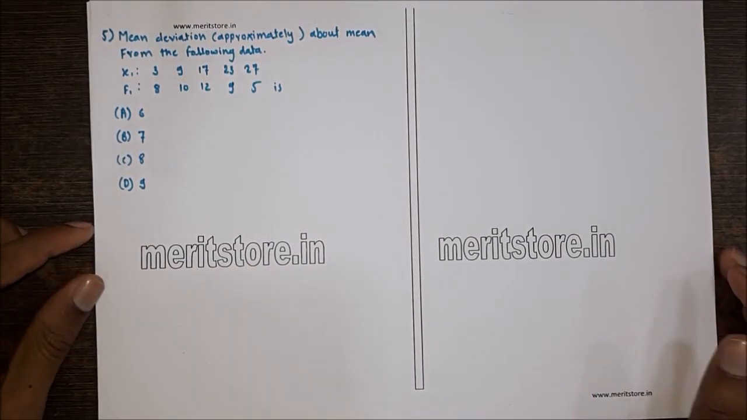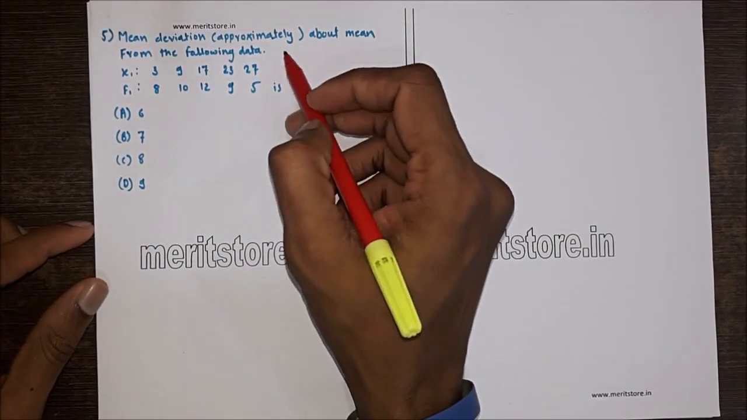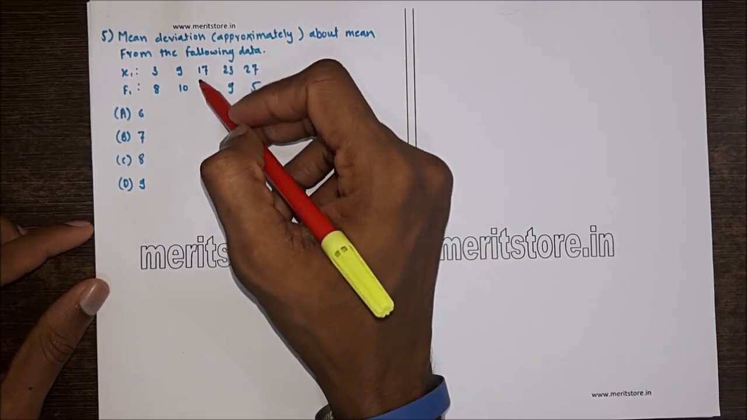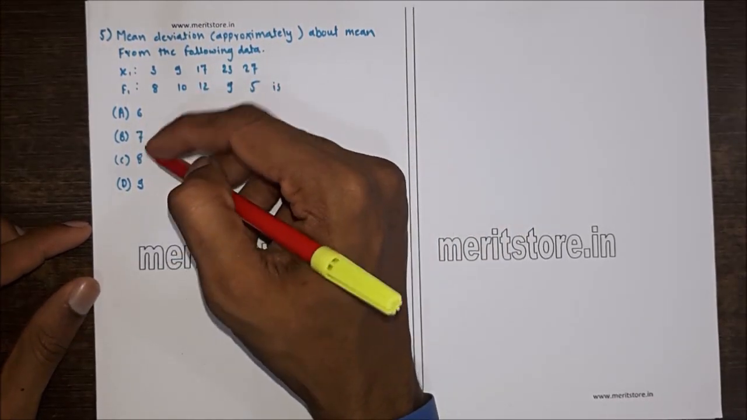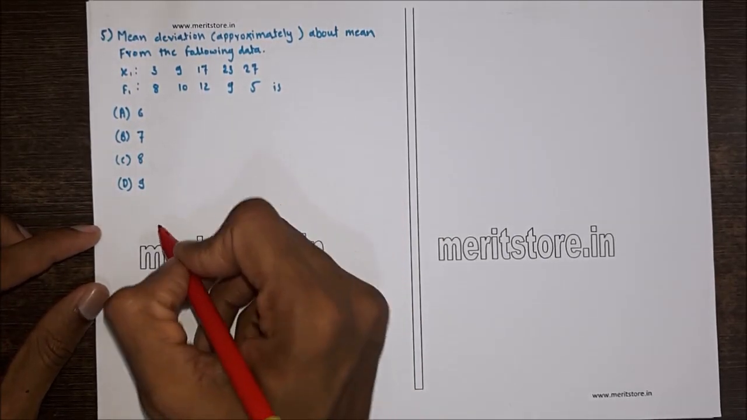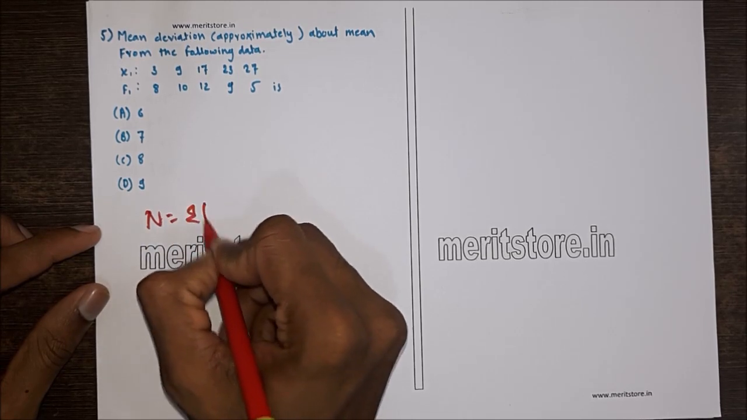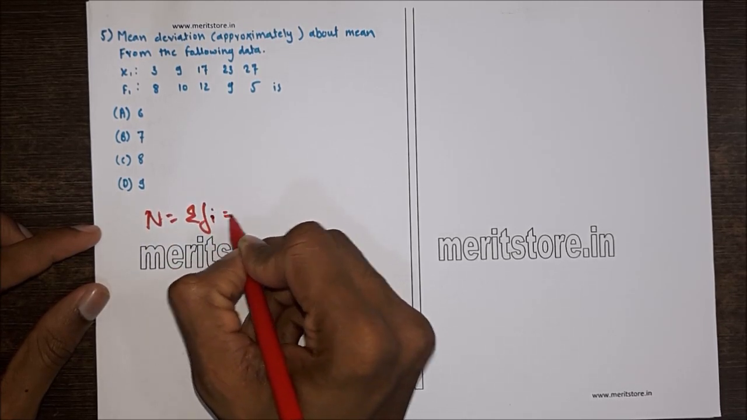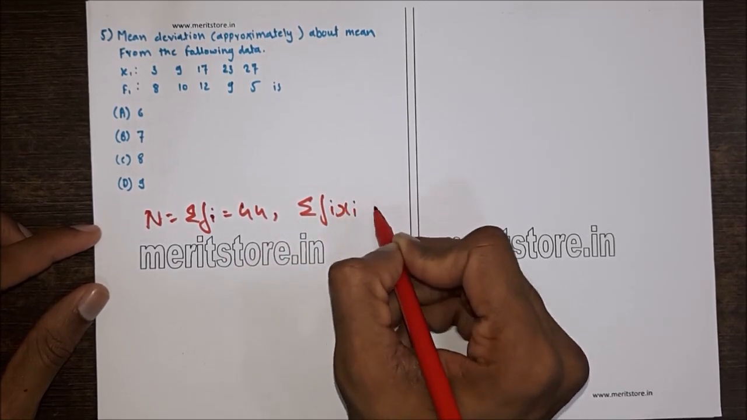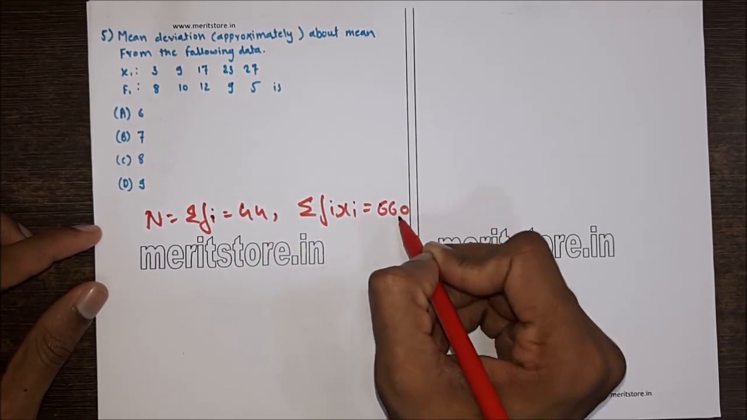Question 5. Mean deviation, that is approximately, about the mean from the following data. We have four options: A 6, B 7, C 8 and D 9. We have n, which is equal to summation of frequency fi is equal to 44, and we have summation of fi xi, we get equal to 660.